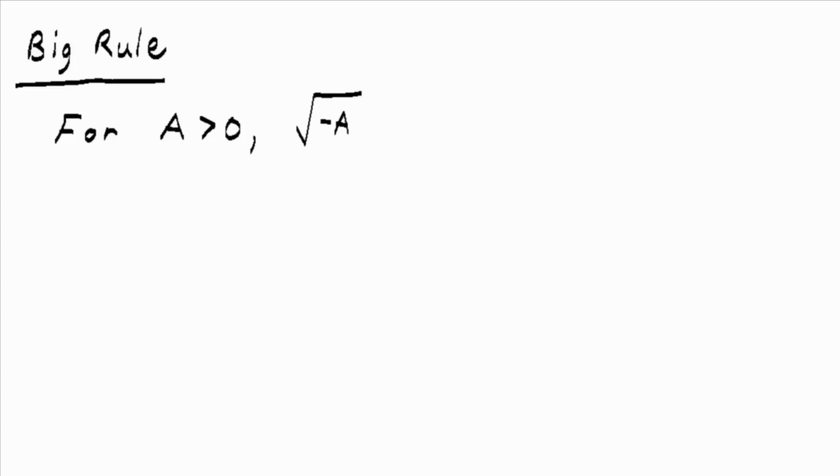So the big rule here, I didn't finish it. For a greater than 0, so the assumption is a is a real number, like you could locate it on the number line. You can't locate imaginary numbers on the number line that you're used to. The big rule is this: for a real number a greater than 0, the square root of negative a is i times the square root of a.